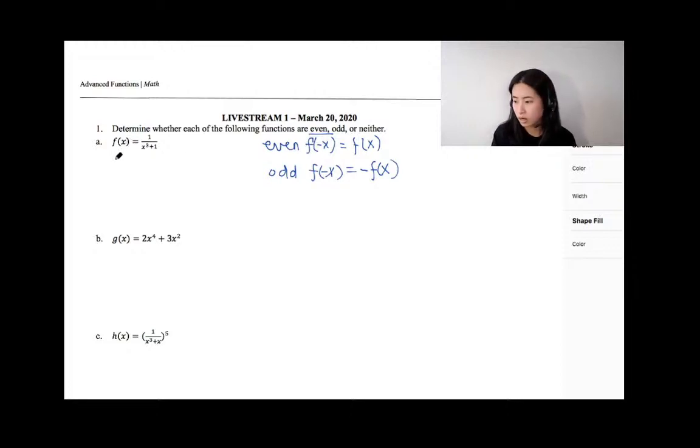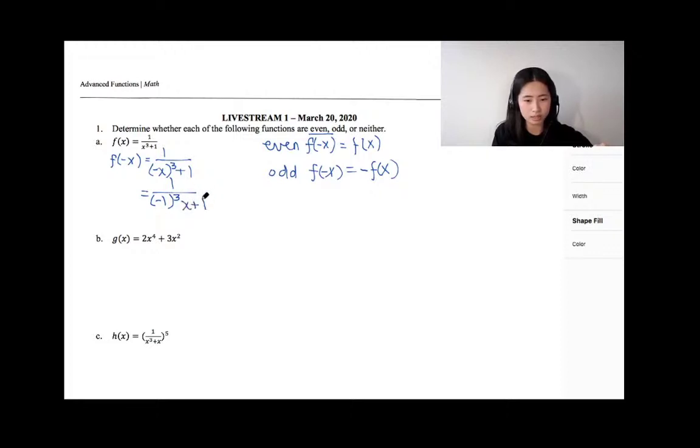So let's start off by plugging in f of negative x right here. We do have 1 over negative x, and then you need to cube this, plus 1. So if you think about cubing negative 1, because this is a negative 1 coefficient, we can actually say that this is going to be 1 over negative 1 cubed. So we're taking out that cube, and then we're left with x.